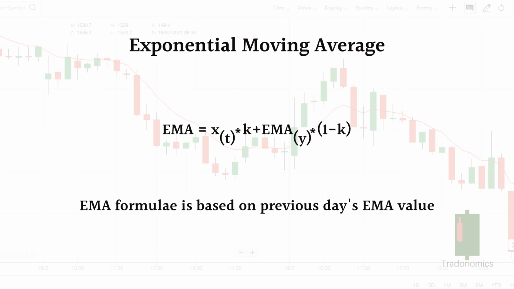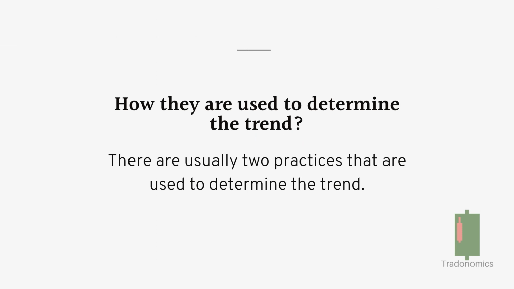So these are the methods to calculate SMA and EMA. The next thing we need to know is how they are used to determine the trend. It's up to you whether you want to use SMA or EMA.